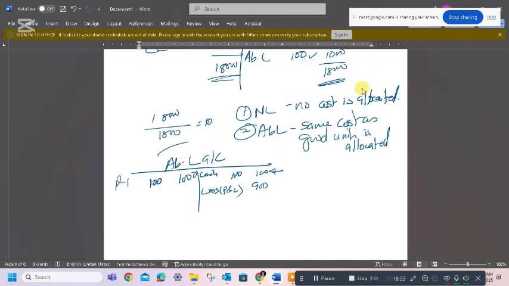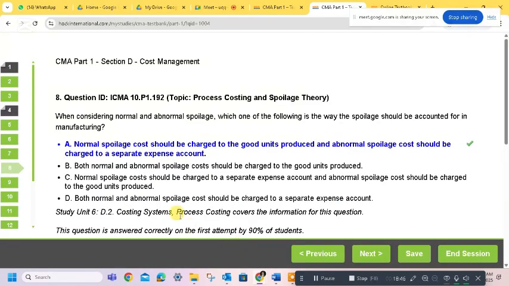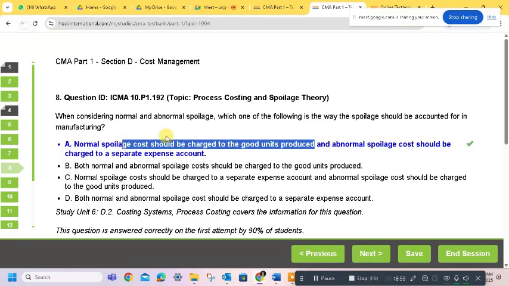So with respect to abnormal loss, we do this. We show a separate expense account. From there, we transfer the loss to the P&L. But for normal loss, we don't do that. So this question is about that only. You can see normal spoilage cost should be charged to the good units produced, because we don't charge a separate cost for normal spoilage. And abnormal spoilage cost should be charged to a separate expense account. That expense account is what is abnormal loss account. Clear?